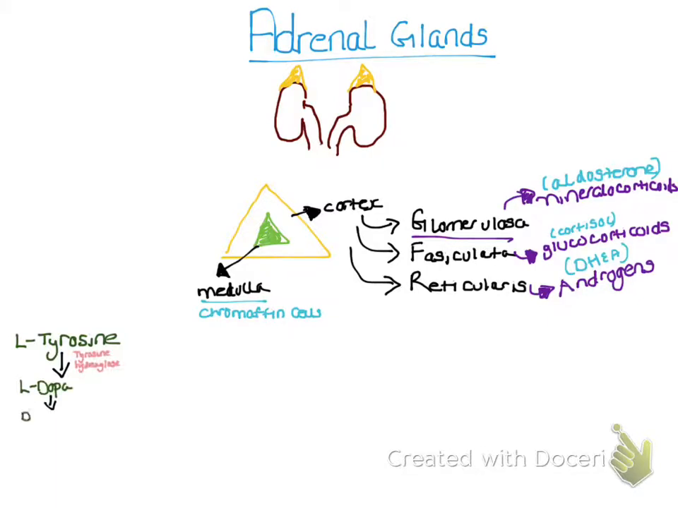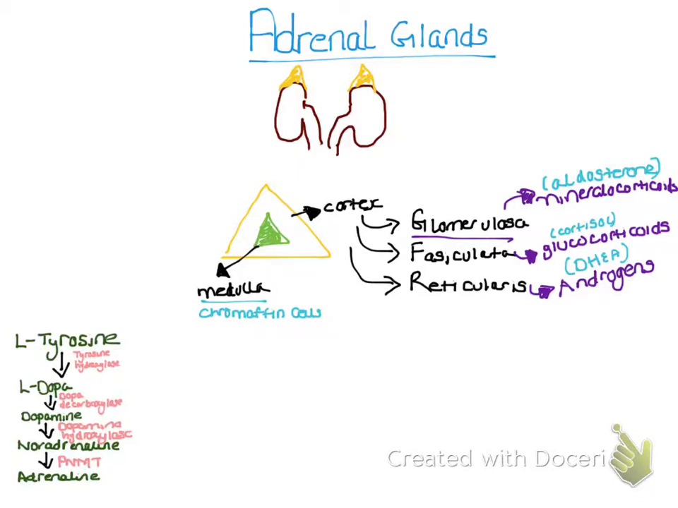L-dopa gets converted into dopamine by the enzyme dopa decarboxylase. Dopamine gets converted into noradrenaline by dopamine hydroxylase enzyme. Noradrenaline gets converted into adrenaline via the enzyme PNMT, or phenylethylamine N-methyltransferase. So those are the steps that occur in the adrenal medulla.